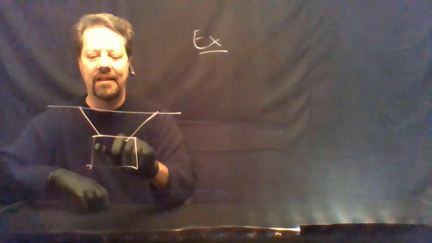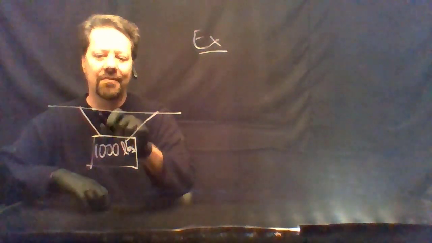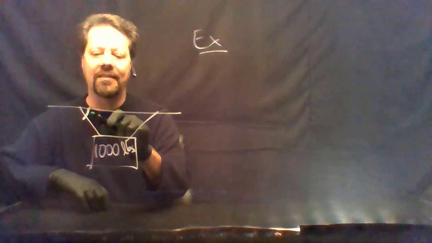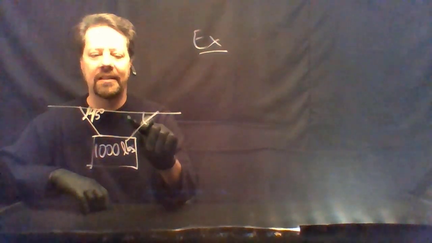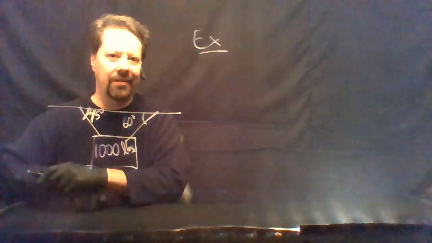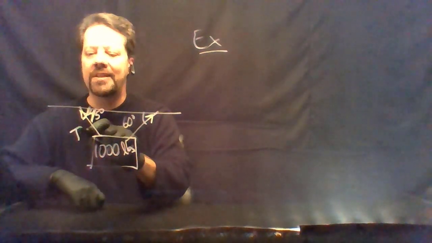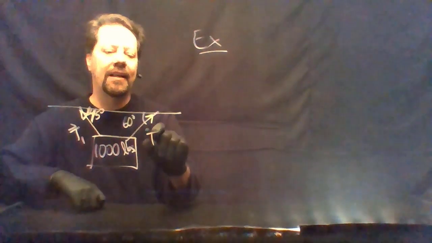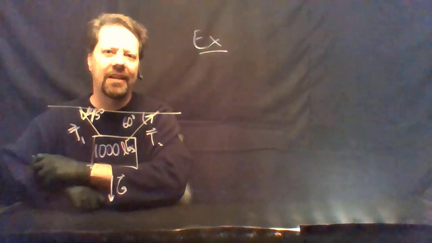Let's try another example. Let's suppose we have a ceiling and two cables holding up an object that weighs 1,000 pounds. Let's further suppose that the angle from the ceiling on the left is 45 degrees, and on the right is 60 degrees. We have two cables holding this object up, so we must have a tension 1 and a tension 2 in addition to the force of gravity.